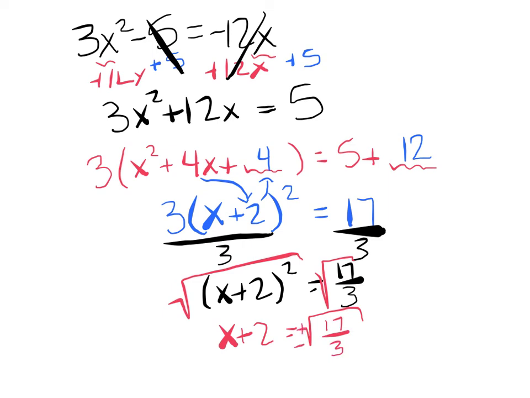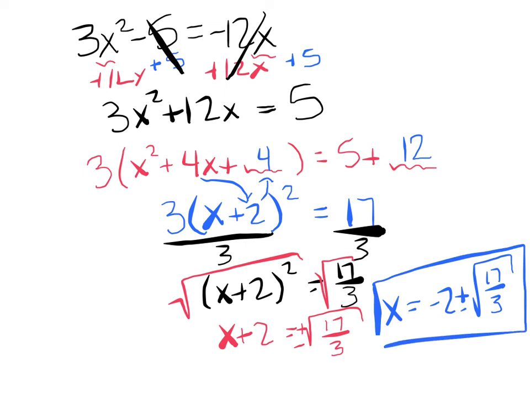One last thing to do is to move that 2, so we're going to subtract 2 from both sides. So we get x equals negative 2 plus or minus the square root of 17 over 3. I'm just going to go ahead and leave our answer like that. I'm not asked for a decimal approximation, so this would be the exact answer. Remember, that's 2 answers. It's negative 2 plus the square root of 17 over 3, and it's negative 2 minus the square root of 17 over 3.